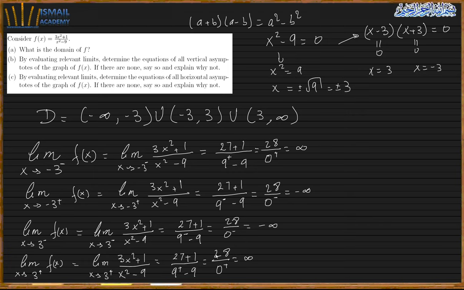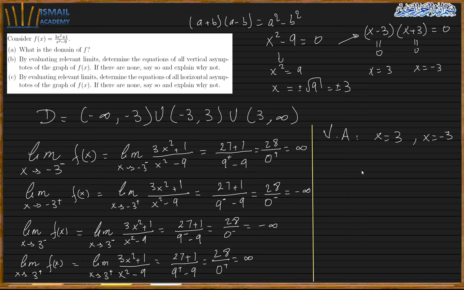So when x goes to a value and the limit goes to infinity, this means a vertical asymptote. So my vertical asymptotes here are x equals 3 and x equals minus 3. So I have two vertical asymptotes. Now I'm going to do the question which asks for the horizontal asymptote.